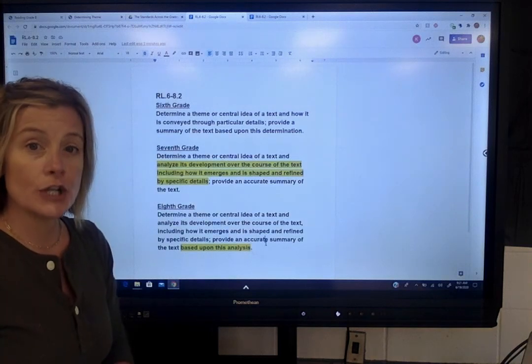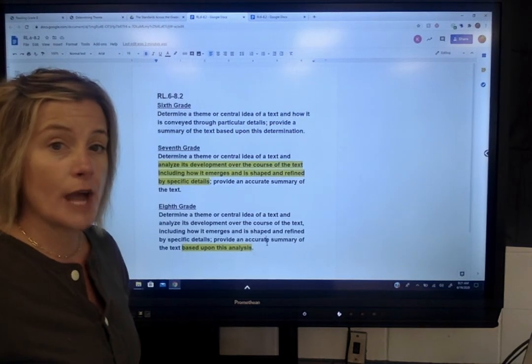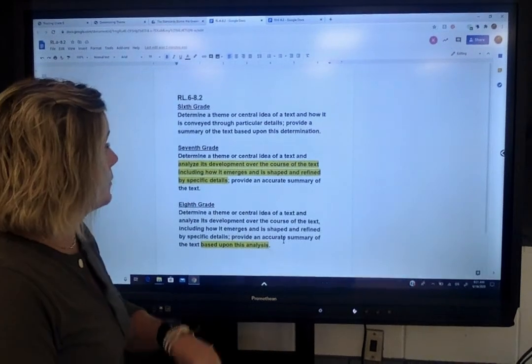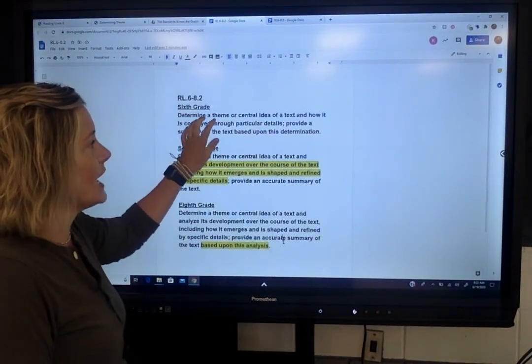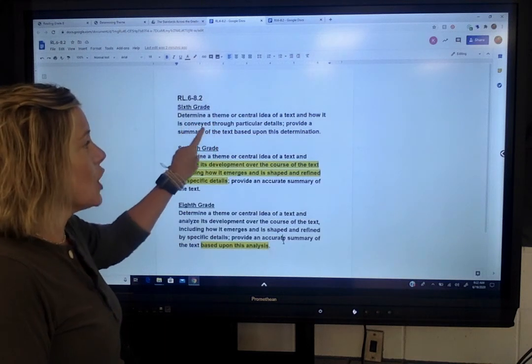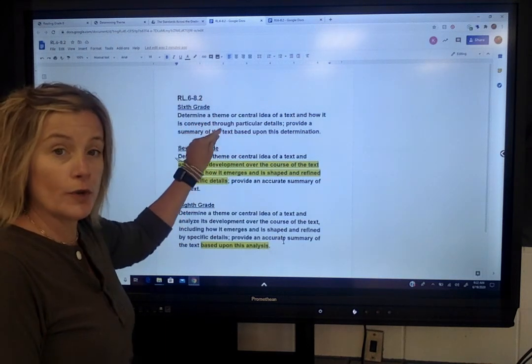We're going to be just learning how to find the theme today. We're not going to do the summary right now. So here in the 6th grade, you're just going to determine or find the theme and talk about how the details help support the theme.